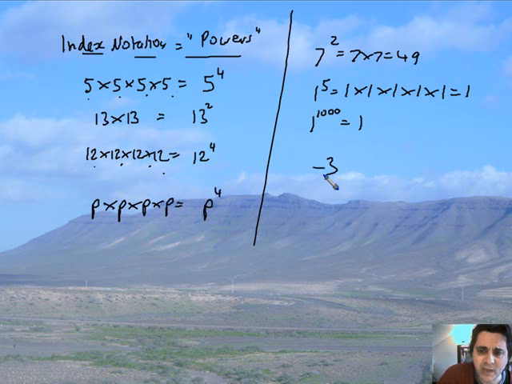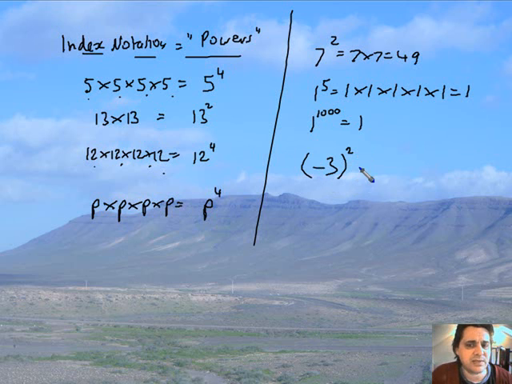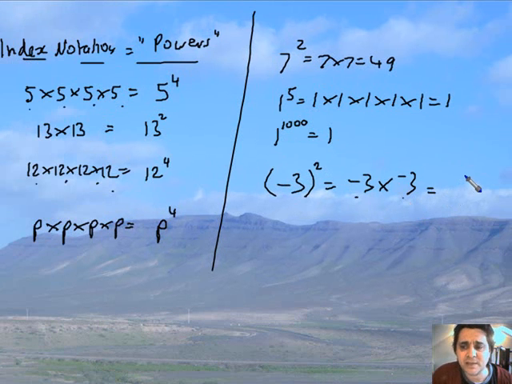How about this one? Minus 3. The bracket is supposed to help. It doesn't really. Minus 3 squared. That means minus 3 times minus 3. You should remember that minus times minus is a plus. Therefore the answer is proper 9, not minus 9.